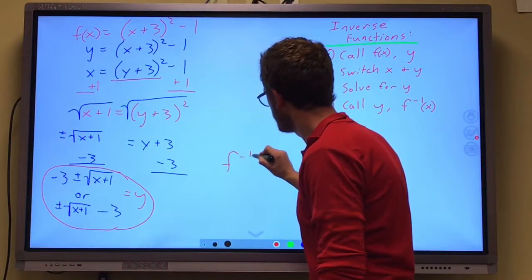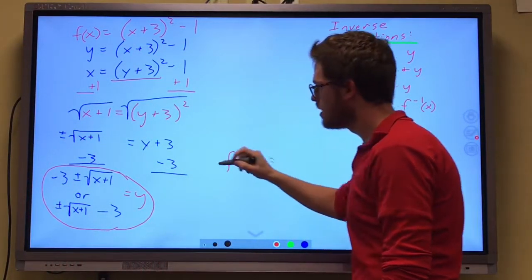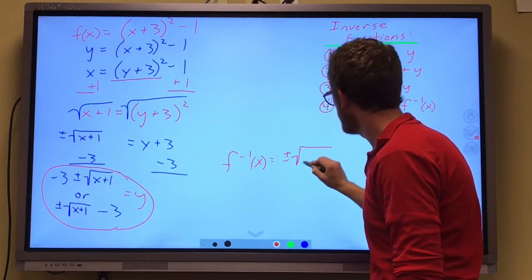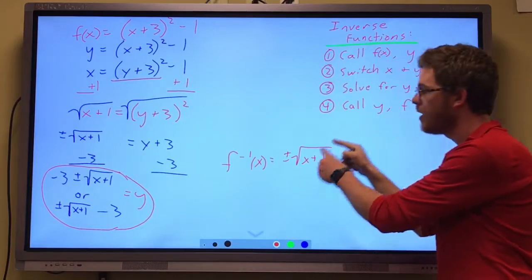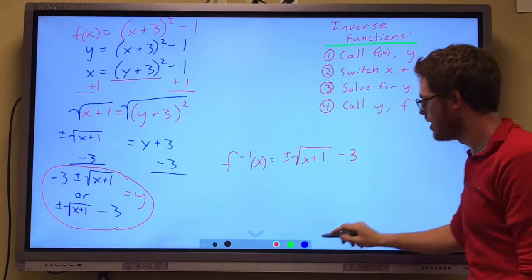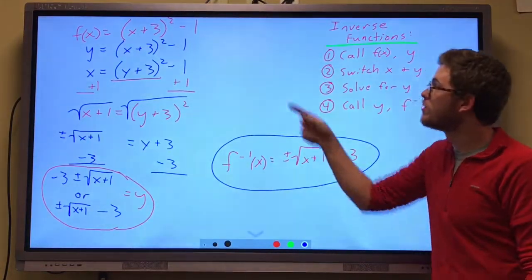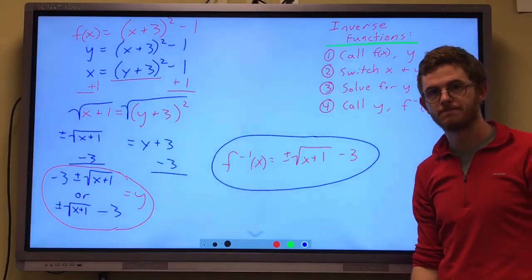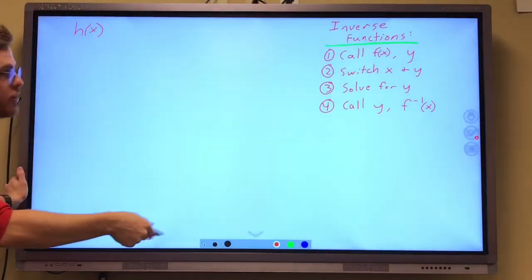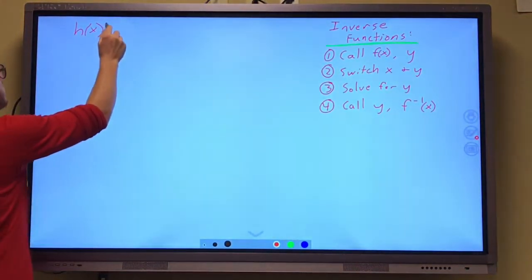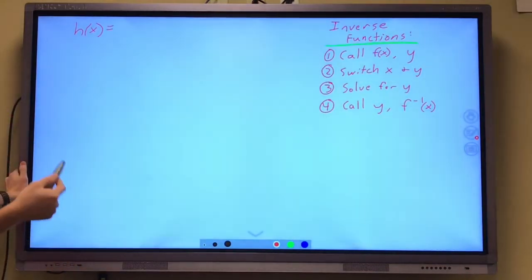So our final answer, I'm going to write it as positive and negative square root of x plus 1. And then outside of this, we have that minus 3. That is the inverse of our original function. We don't even have to have f of x. We could have h of x, or g of x, or r of x, or p of x, or something like that. It doesn't have to be f.